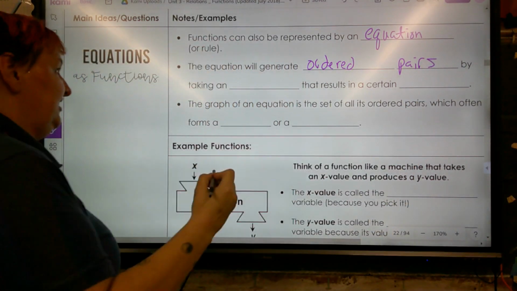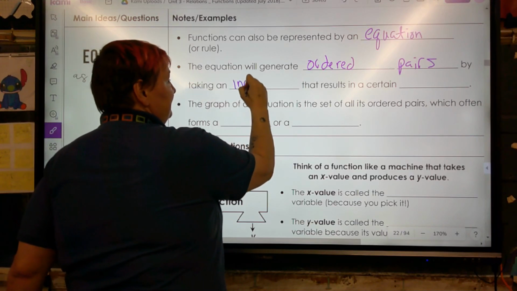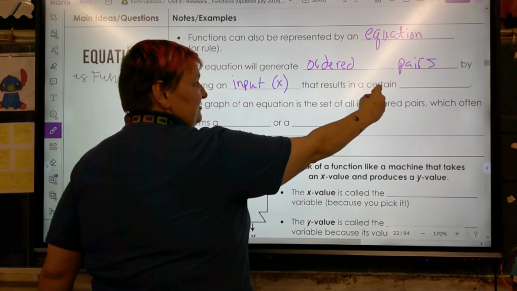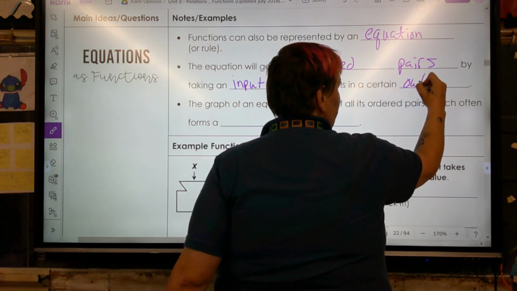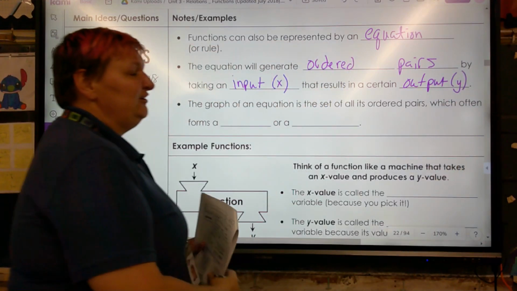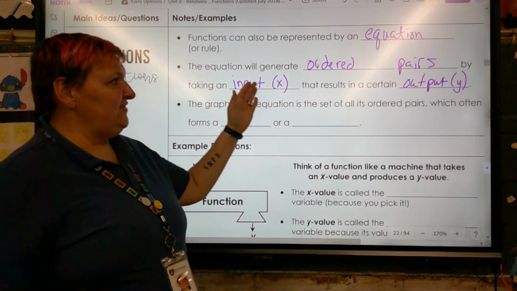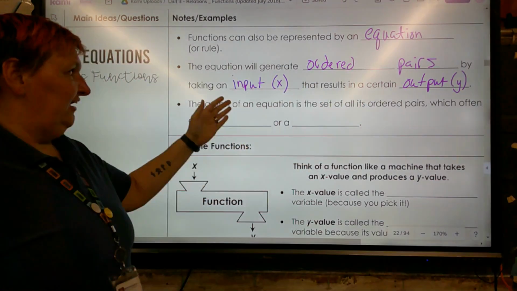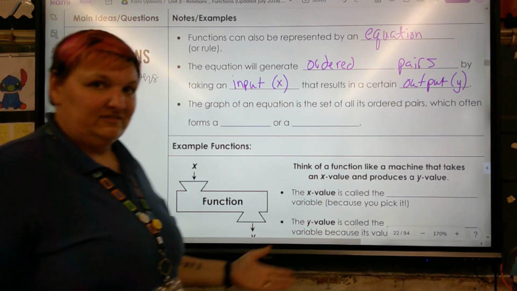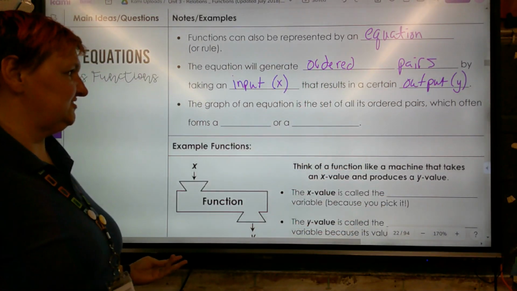by taking an input, right? That's our x, that results in a certain output. Remember, input, output. Outputs are y. So a function is just what happens between the x and the y. If I put in x, what happens? What do I get out? Right? The function is what happens.